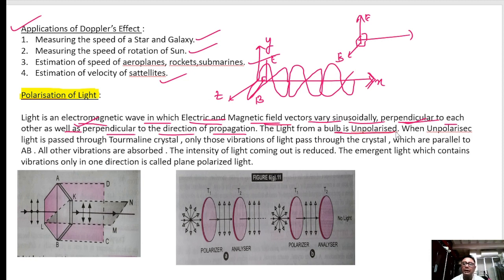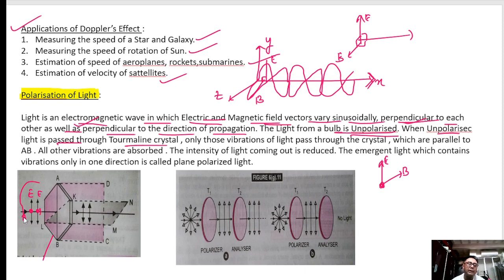The light from a bulb is unpolarized. So when the unpolarized light is passed through a tourmaline crystal, this is the tourmaline crystal. This is the unpolarized light. That means this is the electric vector and the dot is the magnetic vector. Please make sure here the dot is actually the magnetic field. This is the electric field. So electric field is shown like this and magnetic field is actually into the paper, so we show it with the help of a dot. They are perpendicular to each other and this is the direction of the wave going on.